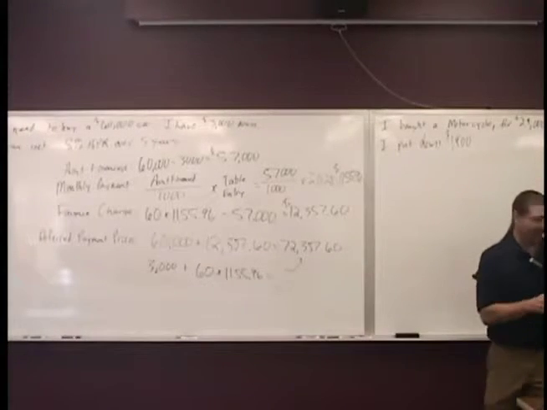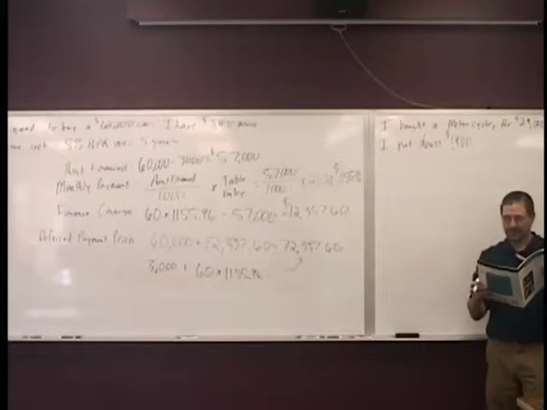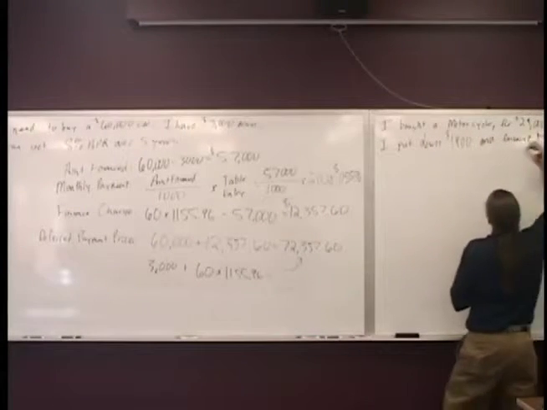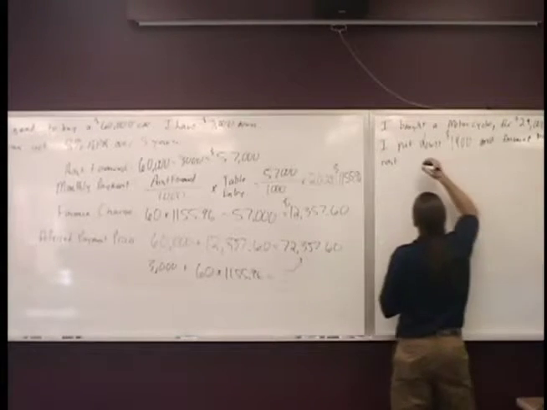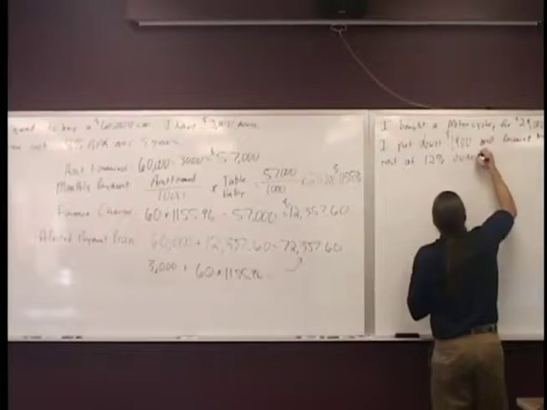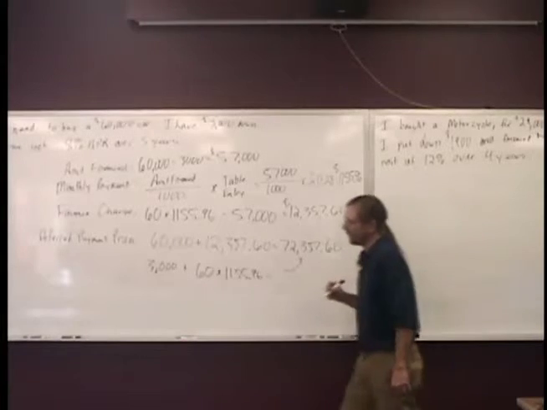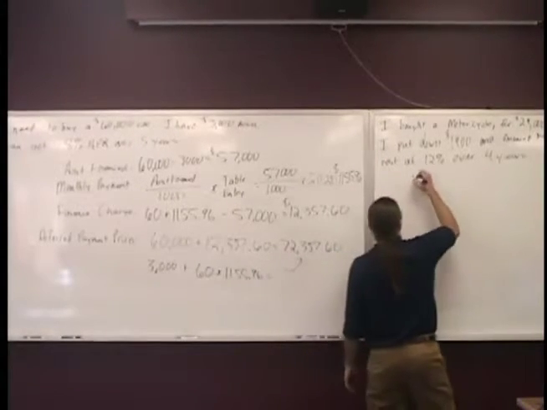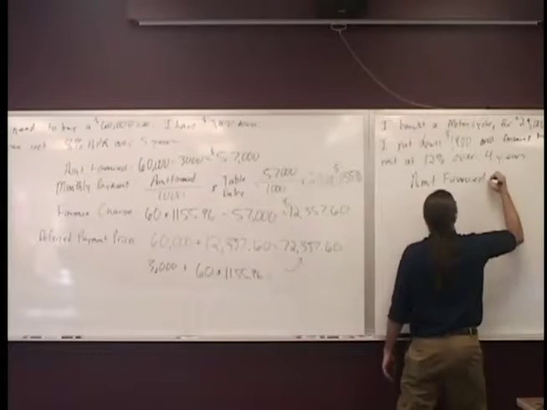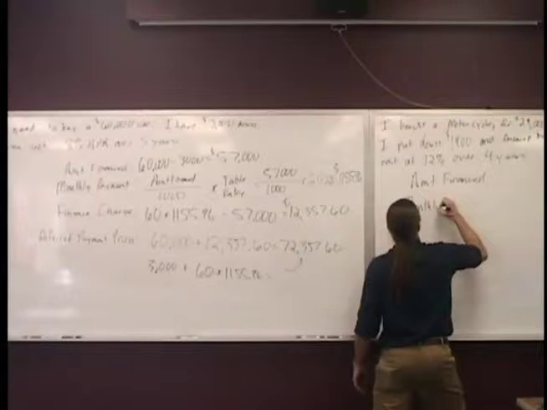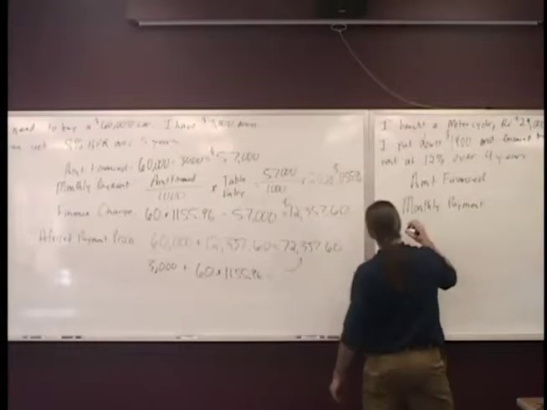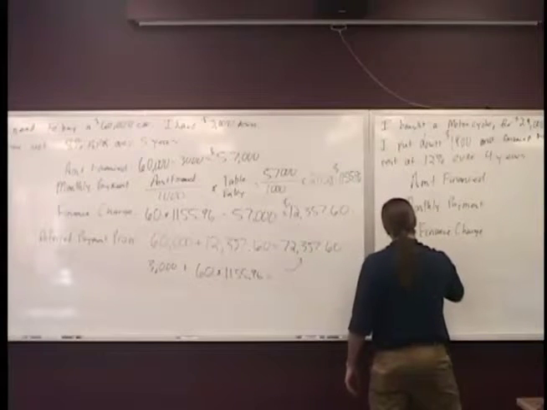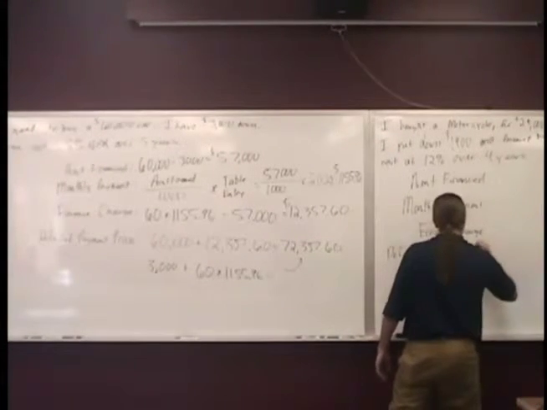Okay, but in order to put in $1,900, I'm going to have to have a pretty nasty loan. Let's suppose I put down $1,900 and financed the rest at 12% over 4 years. This is going to be another nasty loan, I think. So, find the standard for here: amount financed, monthly payment, finance charge, and deferred payment price.